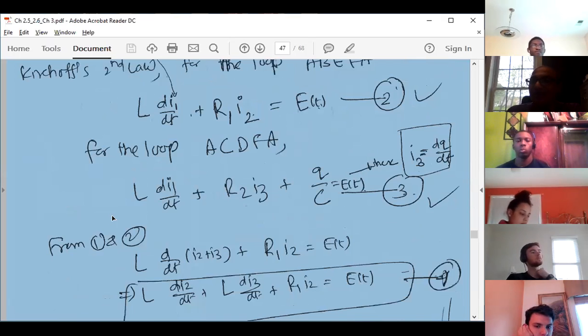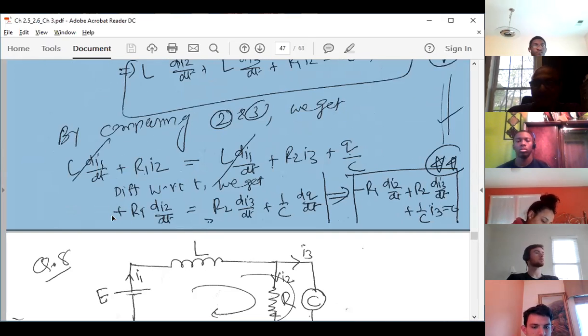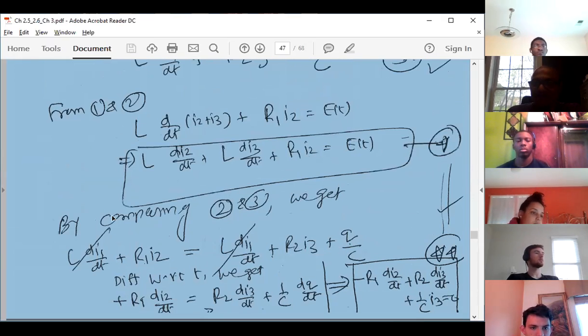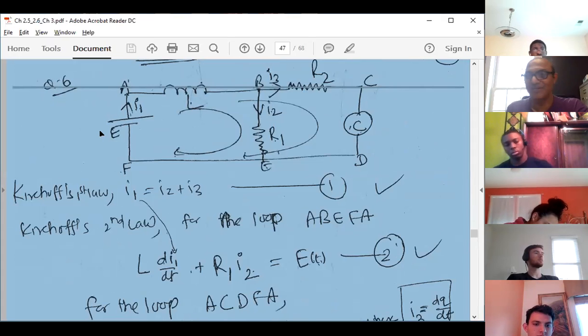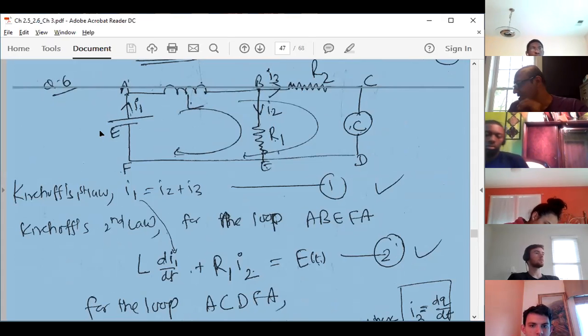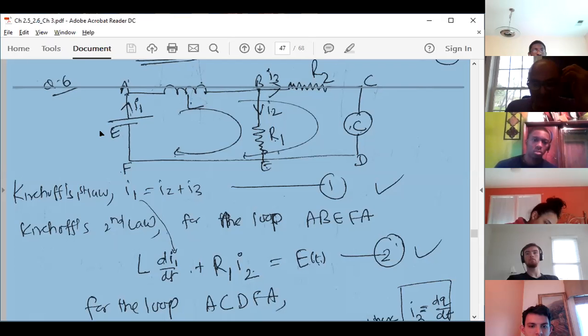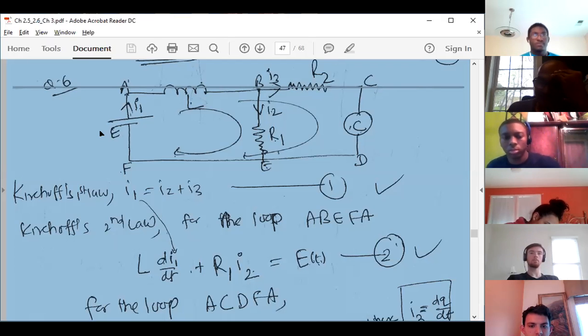Now, if you want to prove the second equation, look at the second equation. Do you find any I1, di1, in the second equation? Look at the second equation in your canvas. Do you find current I1 in the second equation? Yes. Yep.